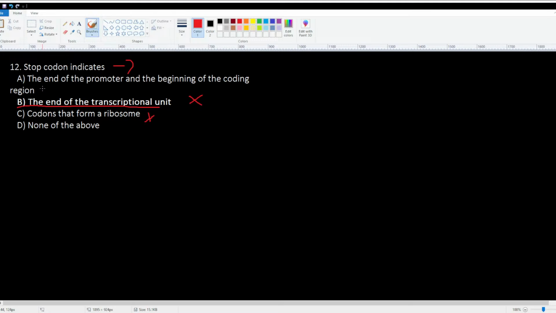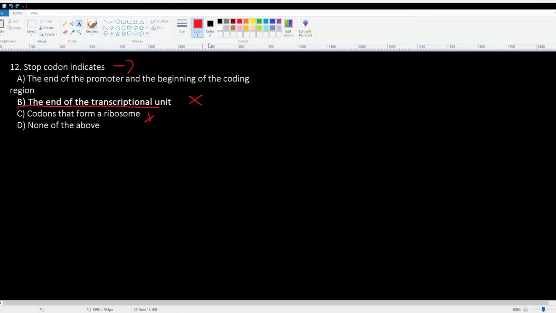Then A is saying the end of the promoter region and the beginning of the coding region. That's not right. That's just wrong because this would be during transcription, not translation. So the stop codon, like we said, we only worry about during translation, so the answer would therefore be D, not B.